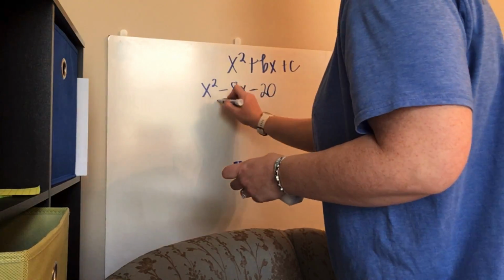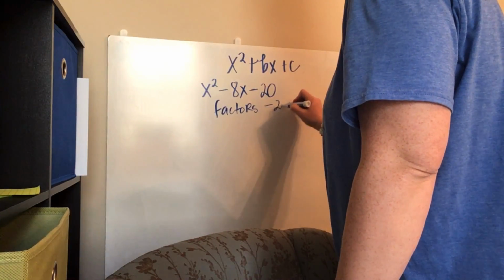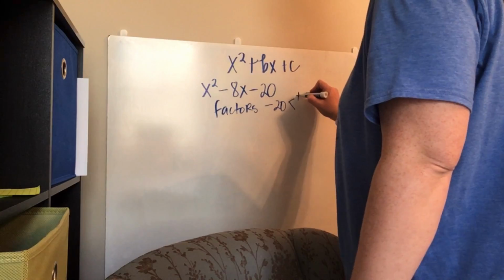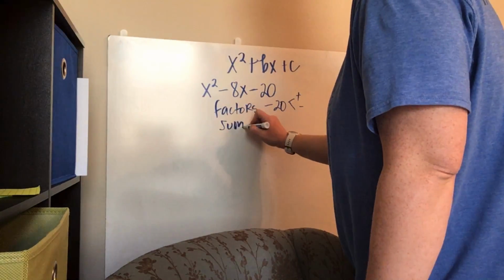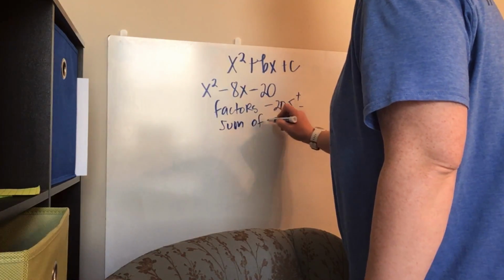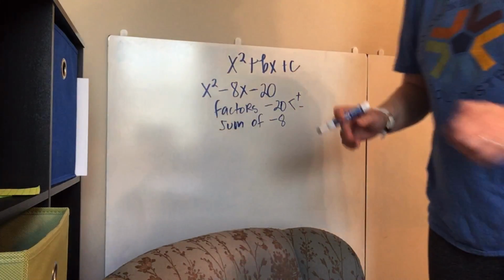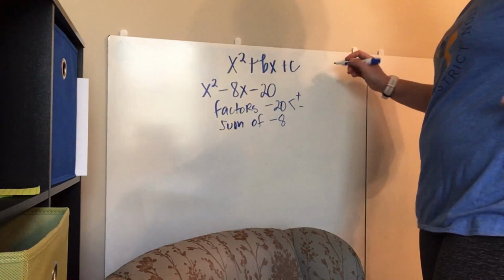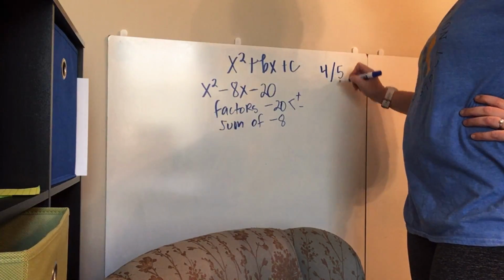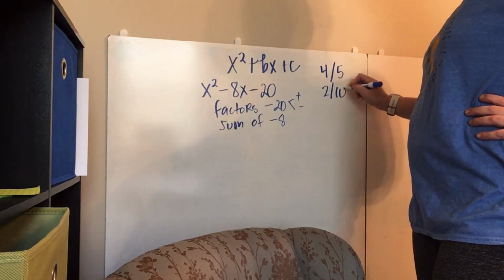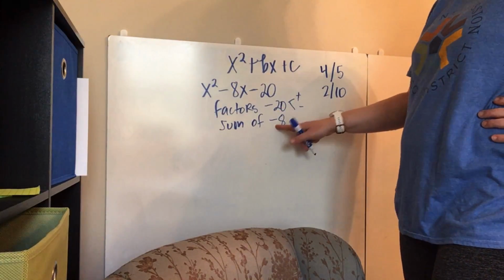So we looked for factors of negative 20. To get a negative, we have to have a positive and a negative value, that have a sum of negative 8. So what times what makes negative 20? My options are 4 and 5, or 2 and 10. So which one would give me a negative 8 sum?